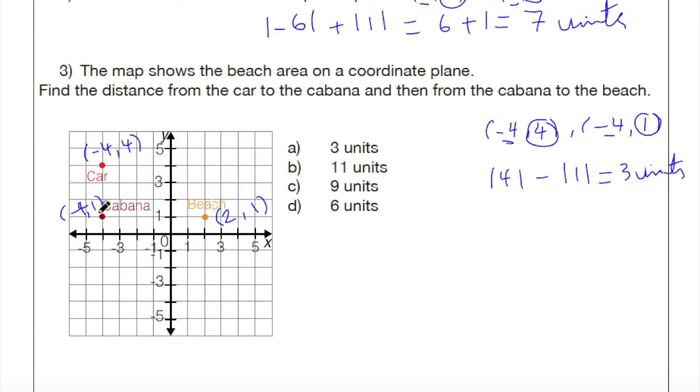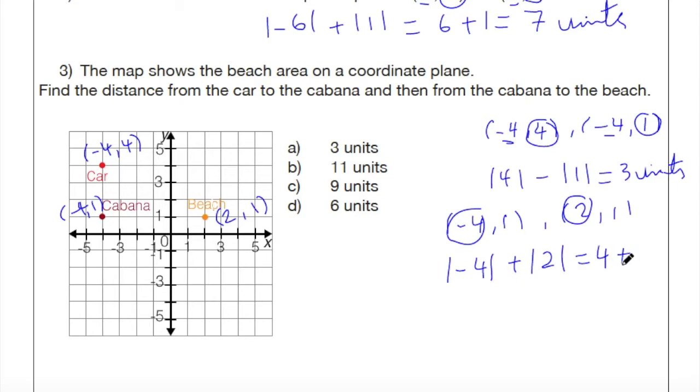Then we calculate the distance between cabana and beach, which is -4 and 1 and 2 and 1. 1 is fixed, so we're going to calculate the distance between -4 and 2, which have different signs, so we're going to add their absolute values. So it will be absolute value of 4 plus absolute value of 2, which is 4 plus 2 equals 6 units. So total now, 3 units plus 6 units equals 9 units.